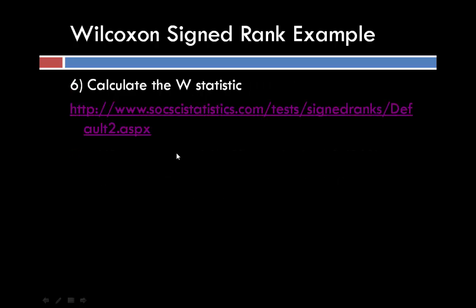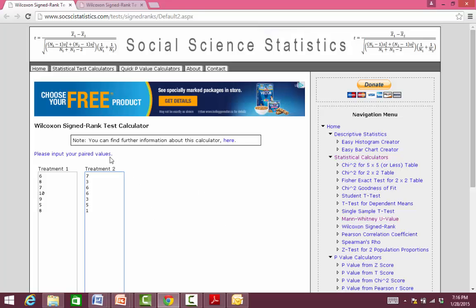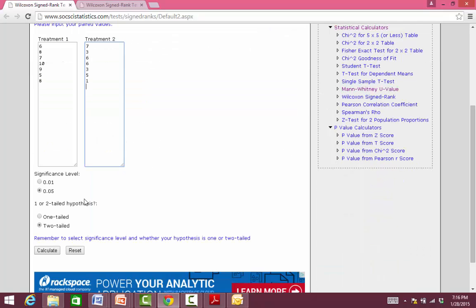Again, there are online programs that we can use to calculate the W statistic for us. And again, I have already pre-entered all of the pain scores. So treatment 1 group would be the placebo group, and then treatment 2 group would be our miracle pain reliever group. Again, our significance level is 0.05, and we're going to be doing a two-tailed test.